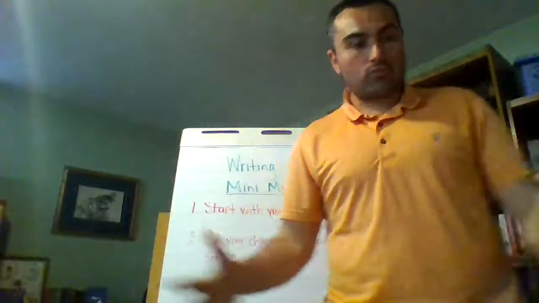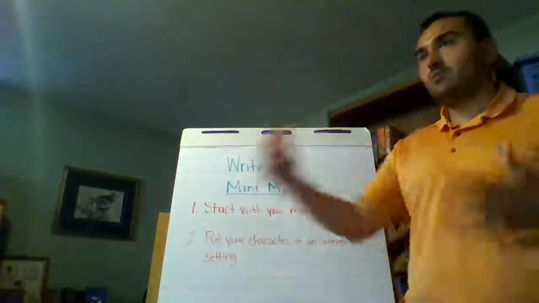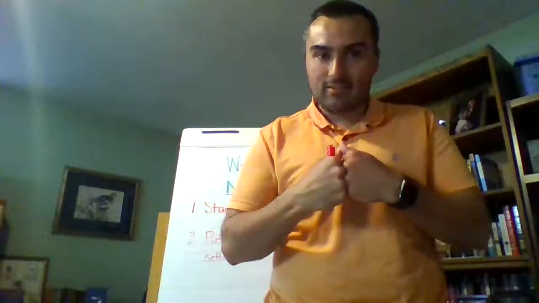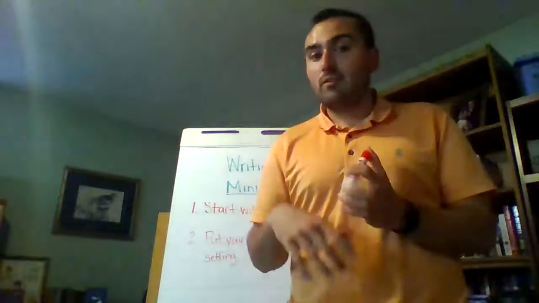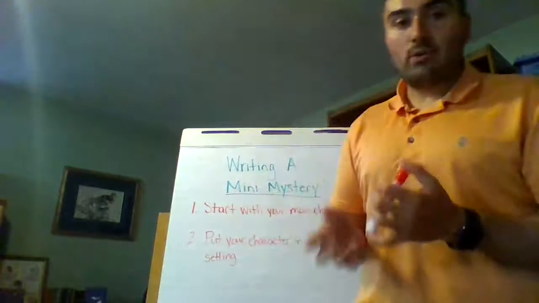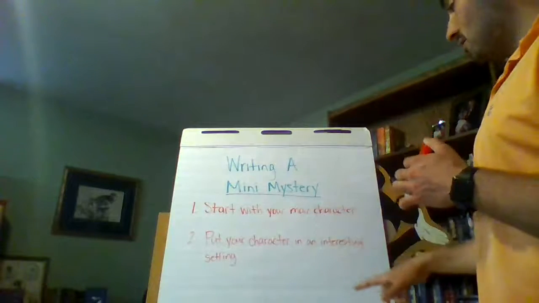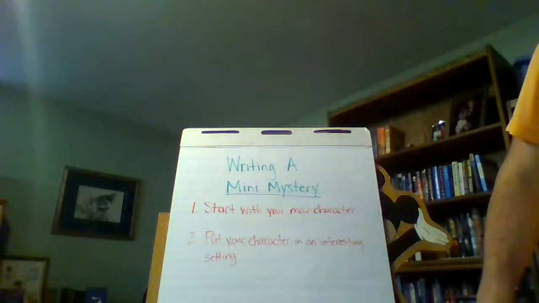What are they at right now? They're at a book fair at their school. So it's kind of specific. And you want it to be specific because you want whatever your crime or whatever happens to be connected. So if you are at a park, well, you want to make sure that maybe you give the park a special name, or you really want to describe some unique things about the park that are going to fit into your story. So you start with your main character, put your character in an interesting setting. Those are the first two.